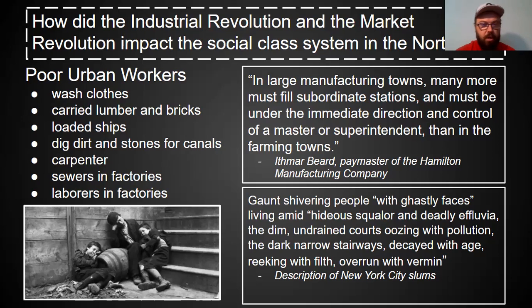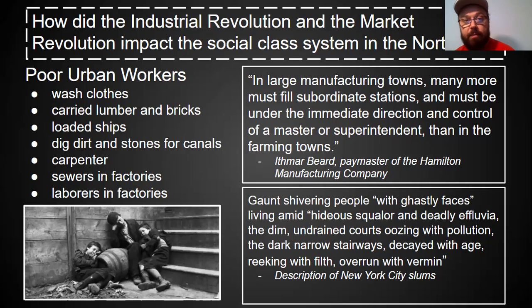So the quote from this guy right here, he was a paymaster at the Hamilton Manufacturing Company. So he's one of those middle class guys, right? A guy with an education who kind of runs the factory, that kind of stuff. And here's a quote from him. He said, "In large manufacturing towns, many more must fill subordinate stations and must be under the immediate direction and control of a master or superintendent, compared to the farming towns."